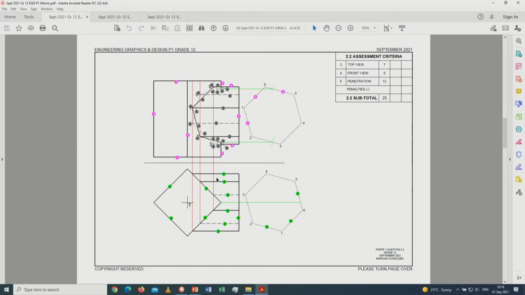All right, so I think this answers this point over here. And like I said, you don't need to do all of this. You can also go for a left view. Although the examiner never asked for a left view, you can have it in over here. All right, so that is question 2.2.